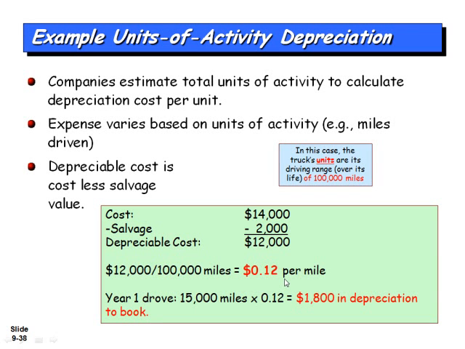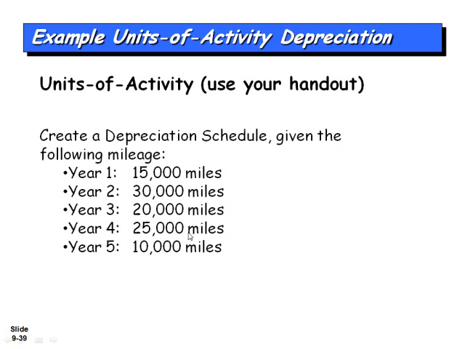Now this method is great because you're really matching usage to depreciation. And this is a very logical method to use for a vehicle. You just check the mileage at the beginning and ending of the year and you're good to go. However, this means you will not have the exact same amount every year because it would be just about impossible to drive exactly the same amount. So let's fill this in for all 5 years. 15,000, 30,000, 20, 25. And you're going to see that every year you have a different amount and you will have a different amount of depreciation.